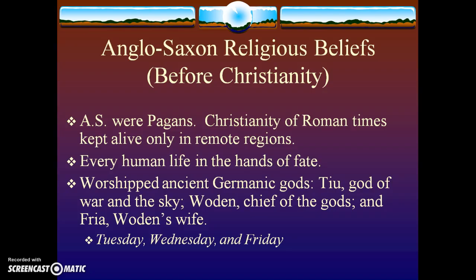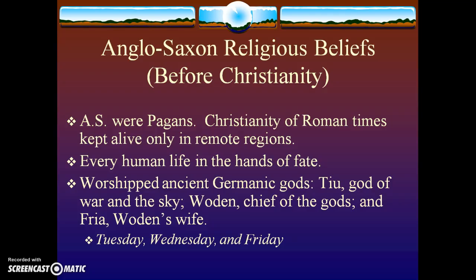Now, in addition to the society, the social class, there was also religious beliefs. Now, before Christianity comes to Britain, the Anglo-Saxons were considered pagans, and they were polytheistic, which means they had many gods. So every human life was in the hands of fate, and fate was controlled by the gods. What that meant is that it didn't matter what you did, any decision you made, the gods decided what would happen to you. And some of the gods that they worshipped included Tiw, the god of war in the sky, Woden, the chief of the gods, and Freya, Woden's wife.